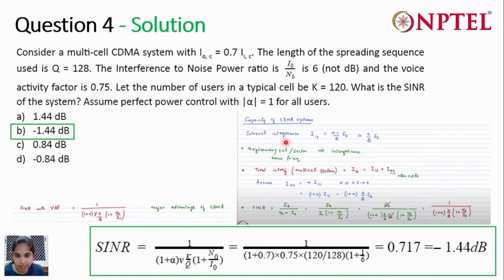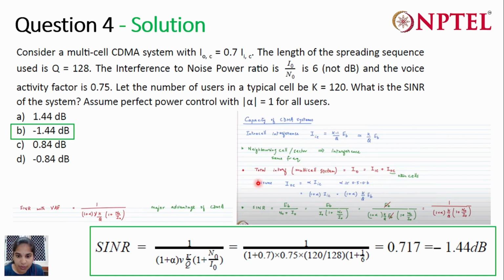Intracell interference is the interference caused within the cell, right? So it will be K minus 1 by Q into EB, where Q is the spreading factor and K is the total number of users we have. So it's K minus 1 by Q into EB, approximately K by Q into EB. However, there will be interference from neighboring cells also. But the assumption is that the interference from the other cells is just alpha times intracell interference, where alpha is approximately between 0.5 and 0.6.